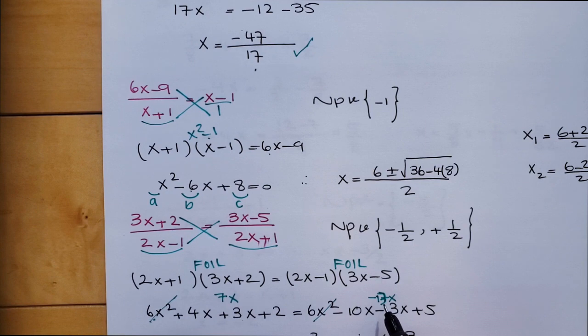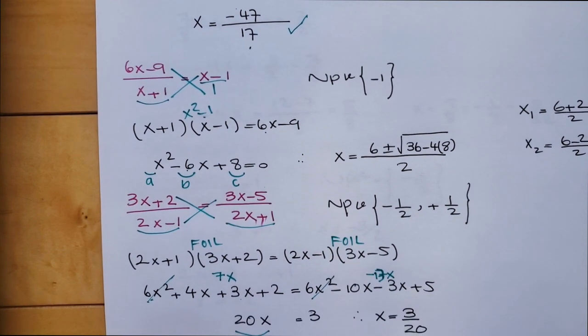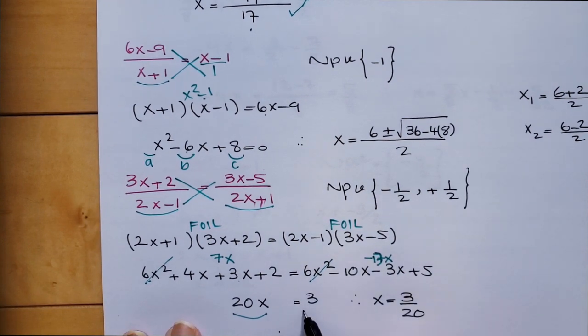So I move everything to one side. That would be 20x. On this side I have plus 2. I move it to the other side. That would be negative 2. Okay, so that would be 3. So the final value for x would be 3 over 20.